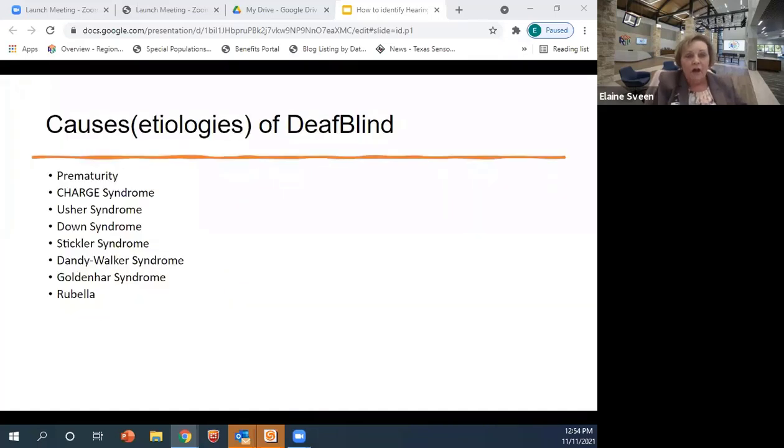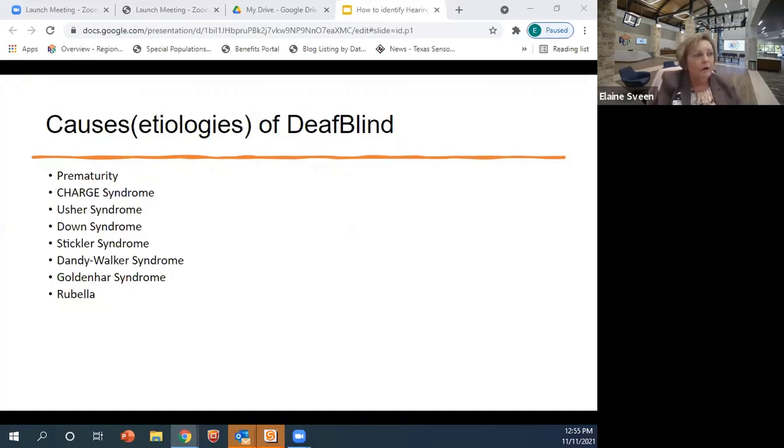All right, let's look at the causes of deafblindness. And I bring these up on this slide as you are working with students and getting prepared for evaluations, regardless of whether it's the initial or ongoing. If you have any of these things, these are things to particularly pay attention to in terms of the etiologies of deafblind.